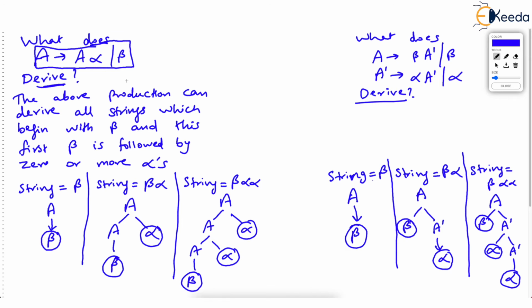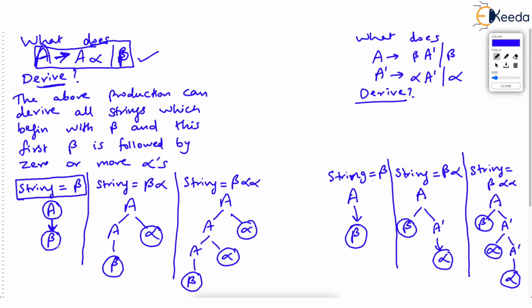Let me prove it. Imagine the string beta, only beta. Can you derive beta from this grammar? Yes, of course. You start from A, your start symbol, and A directly gives you beta.